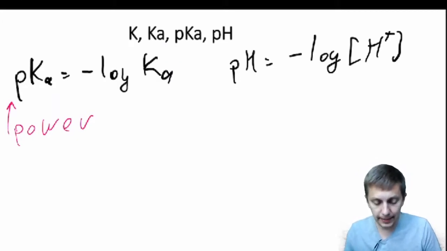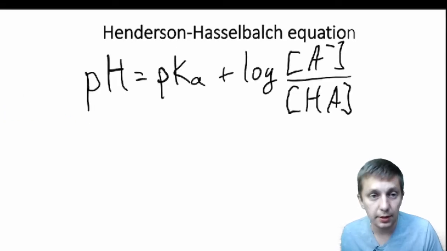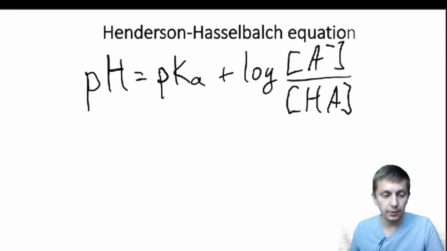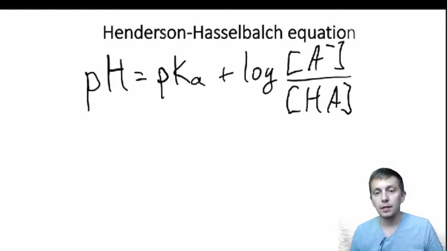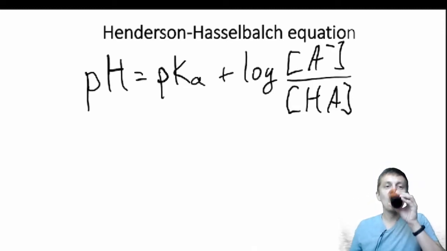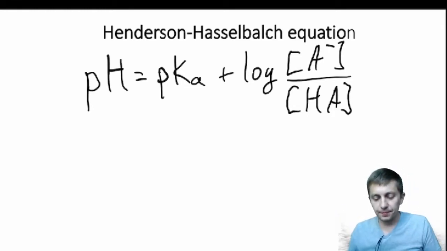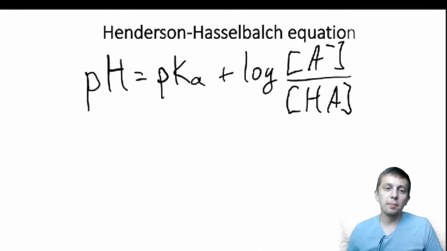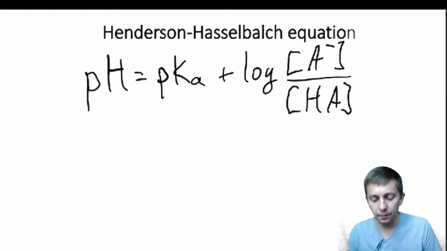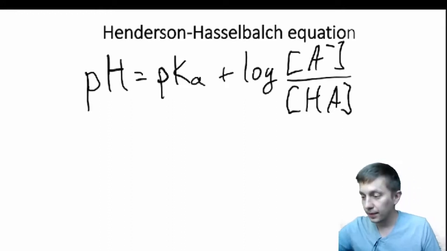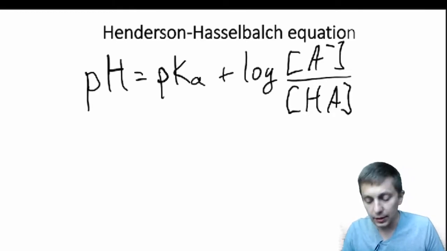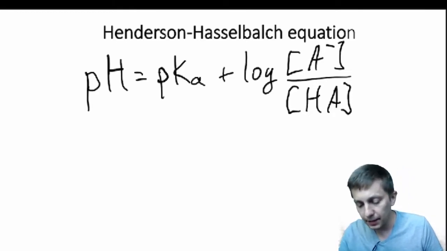Next, what you must memorize is the Henderson-Hasselbalch equation. It describes buffers very easily. And the equation itself is quite simple. The most complicated part is the name of this equation. pH equals pKa plus log base 10 of base divided by acid.